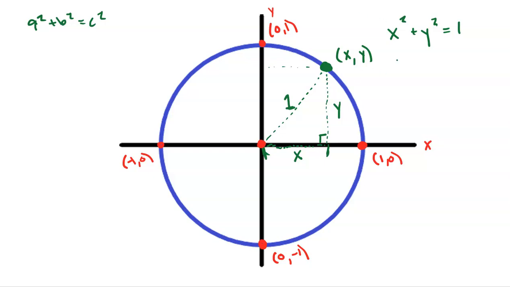So, yes, I don't know what x and y are for this specific green point, but I do know that there is a relationship between the x and y, because I know that x squared plus y squared has to equal 1. And that's true for any point, right?